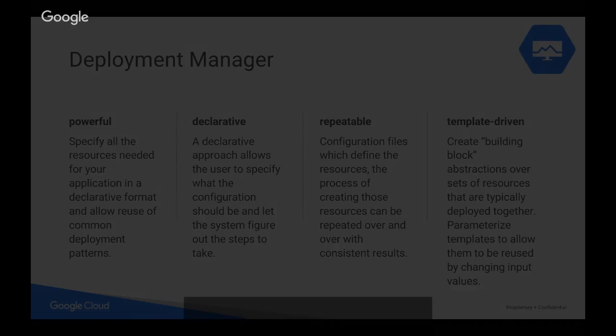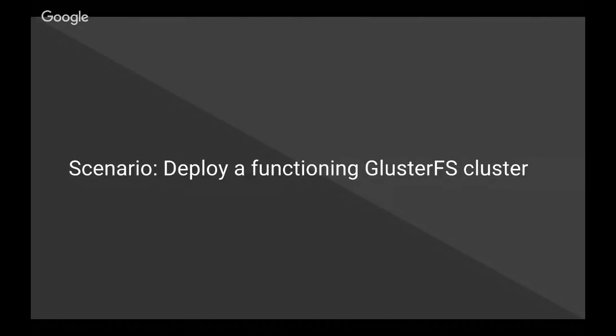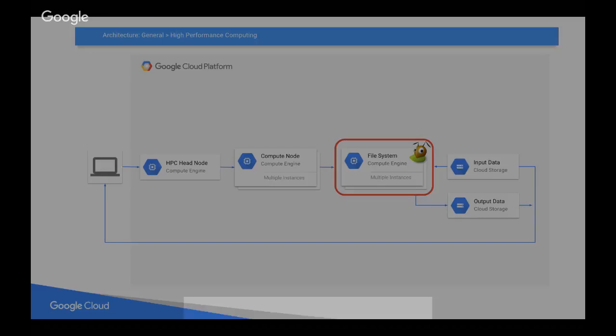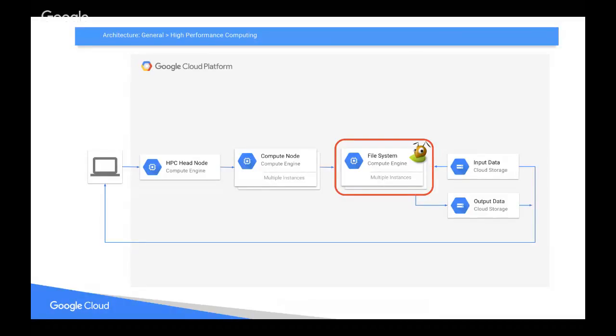So the scenario we're going to talk about here is deploying a functioning GlusterFS cluster. At a high level, this shows where this might sit in a full solution. This is showing an HPC architecture at a very, very high level. Typically, you have a big bunch of compute nodes and some kind of shared file system underneath that. So we're going to be looking at that shared file system component.